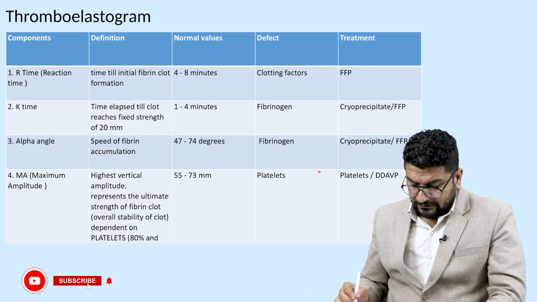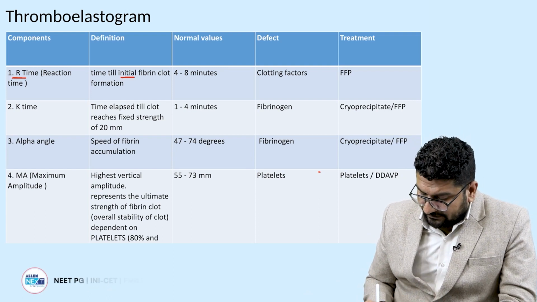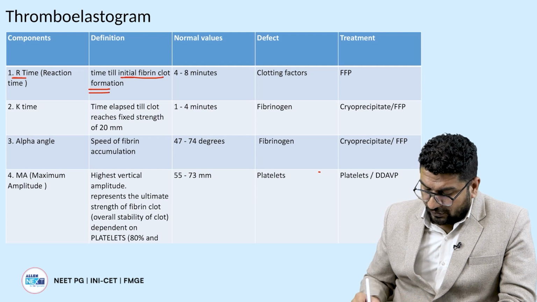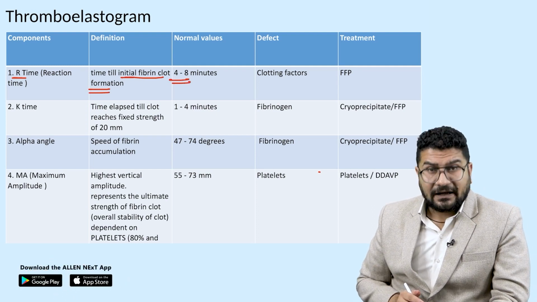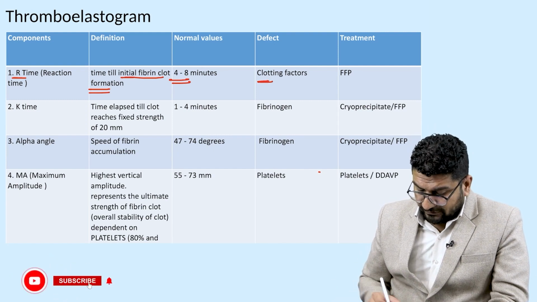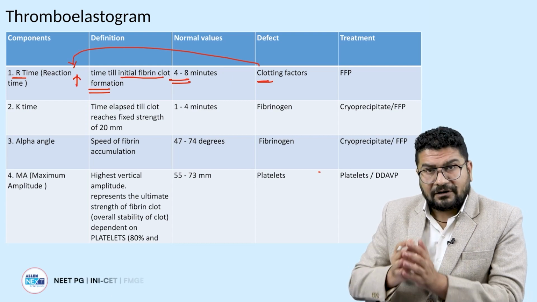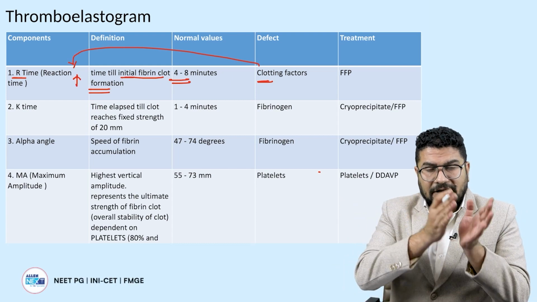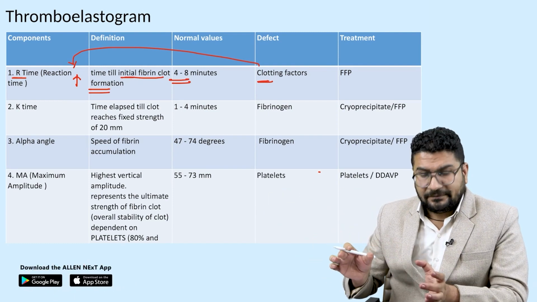R time is reaction time, so it is the time till initial fibrin clot formation. Normally it is 4 to 8 minutes. If there is a clotting factor defect, you will notice this R time will be prolonged. It will come increased, which means the clotting factors are taking the entire time to form the clot, right?